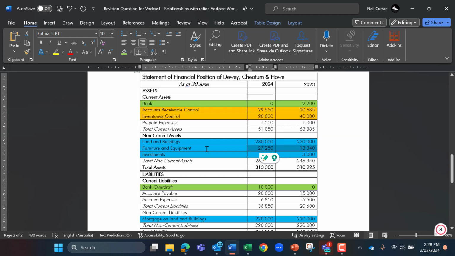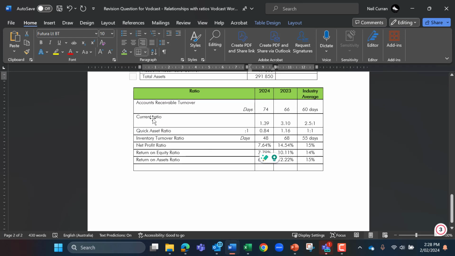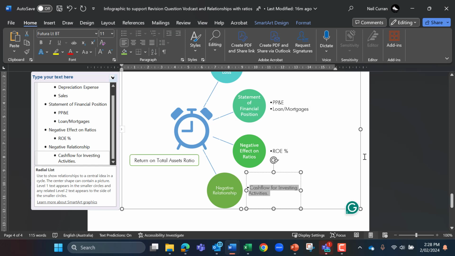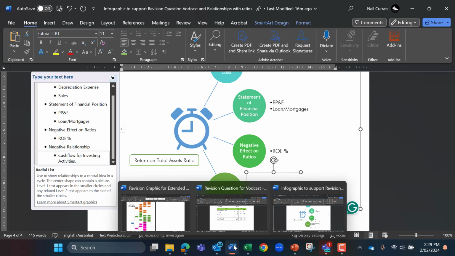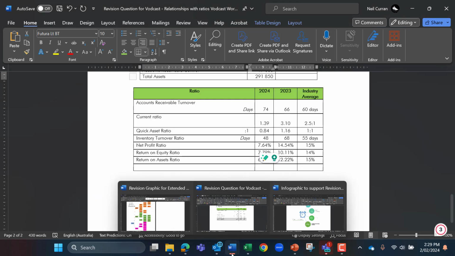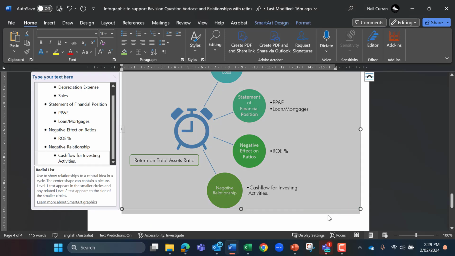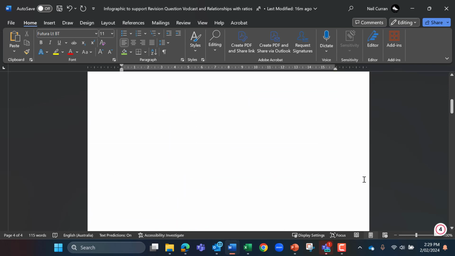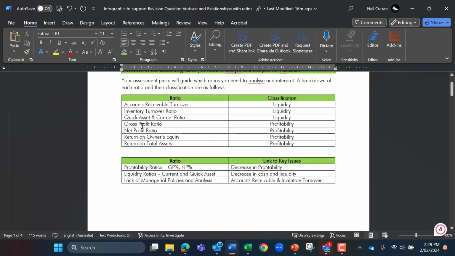So this is a good time in which to actually use your 15 minutes to try and determine what's going on with our ratios and how those ratios are actually affected. Our next podcast will be looking at the liquidity ratios. So in particular, the current asset, the quick asset ratio, and also the inventory turnover and accounts receivable turnover.